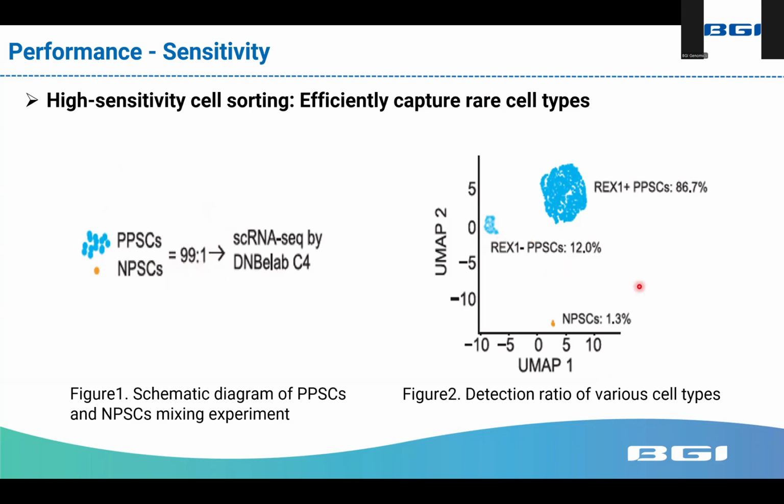And as we can see from the right pictures, two types of cell sorting can be achieved, which is basically consistent with the preset ratio of 1% and 99%. This reflects the high sensitivity of our single cell sorting platform.